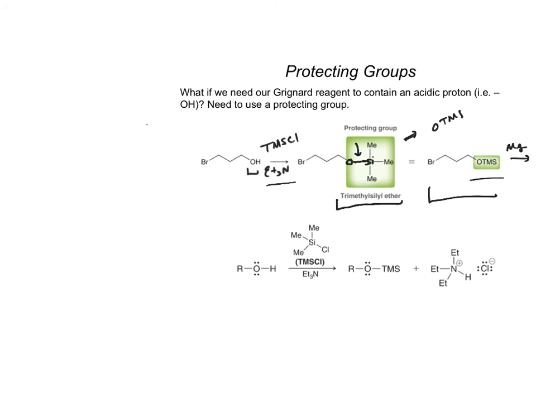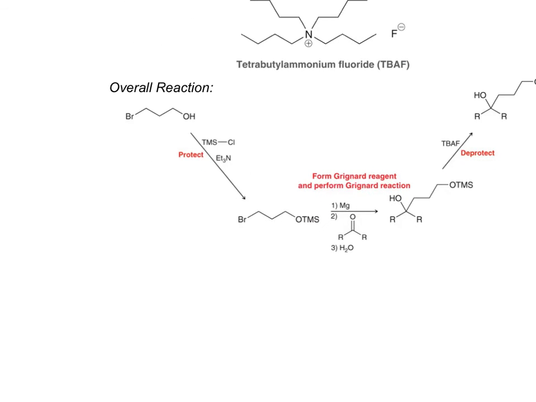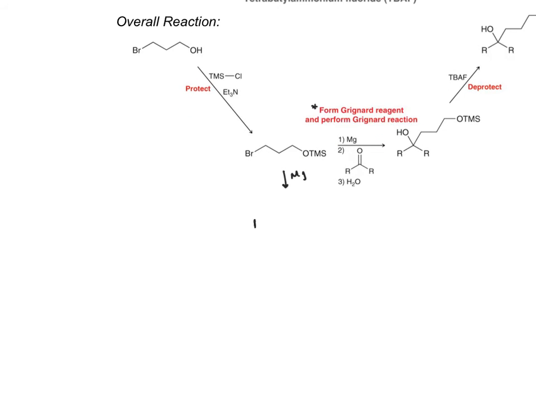After we protect it, by again reacting it with this TMSCl in the presence of triethylamine, we are then going to take it and react it with magnesium and perform our Grignard reaction, right? So we're first going to take this guy, react it with magnesium in a first step. That's going to form our Grignard reagent, OTMS, right? Then we're going to take our Grignard reagent, we're going to react it with our aldehyde or our ketone, right? So for example, let's say this is our aldehyde and our ketone that we're going to reduce. We're then going to form our alcohol as a product.